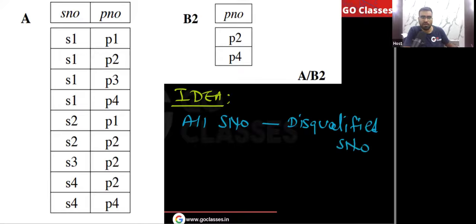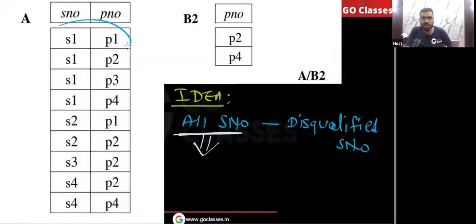Okay, one by one. All S numbers minus disqualified S numbers. Tell me, what are S numbers? How to find all S numbers? Just tell me this point. This is very easy. You know the idea. The idea is all S numbers minus disqualified S numbers. Now you tell me how to find all S numbers.